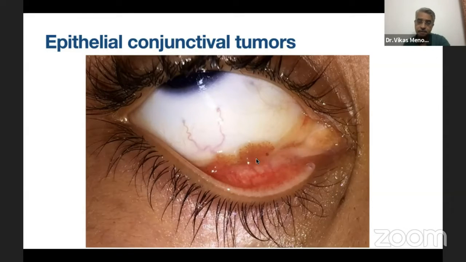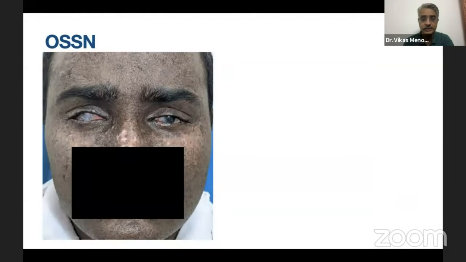Still, some patients have recurrences even though you may take all the precautions, and in those patients, interferon eye drops or mitomycin C eye drops have been tried with some success, and oral cimetidine has also been given in situations like this. Now, primary OSSN or ocular surface squamous neoplasia is extremely rare in children or in the pediatric age group, but this is an exception.